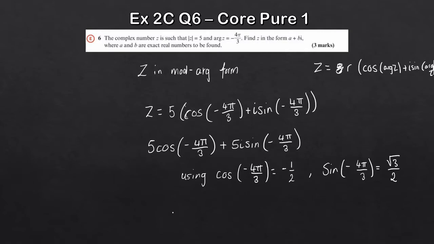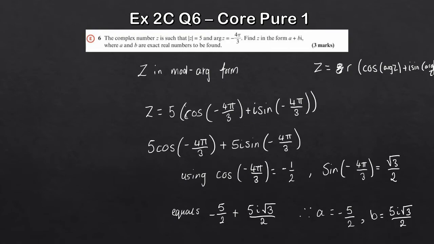So therefore, this equals minus 5 over 2 plus 5i times root 3 over 2. So plus 5i root 3 over 2. Okay, so we have it in the correct form now. We've got a and we have our b here. So therefore, a is equal to minus 5 over 2 and b is equal to 5i root 3 over 2.